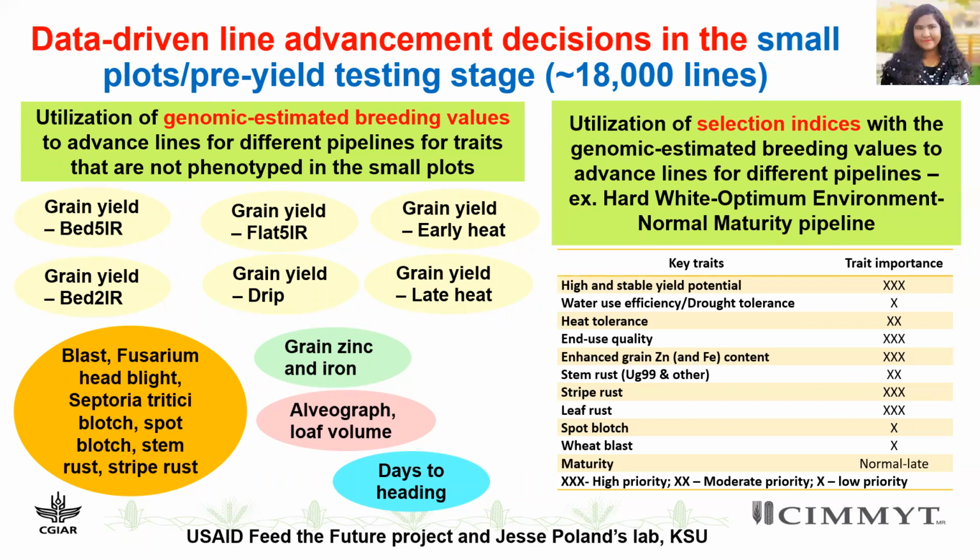We also have different selection indices that make use of these GEBVs. And this information is used to advance lines for different pipelines. For example, let's take the hard white optimum environment normal maturity pipeline. There are several key traits in this pipeline, and each of those traits has different priorities. As you can see here, for example, high and stable yield is a very high priority for this pipeline. And end-use quality, grain zinc and iron are also of high priority. And there are some traits like wheat blast and spot blotch that are of a low priority for this pipeline. So considering all the priorities for the different traits, we use the GEBVs in a selection index for different pipelines and deliver that information to the breeders to make selections.